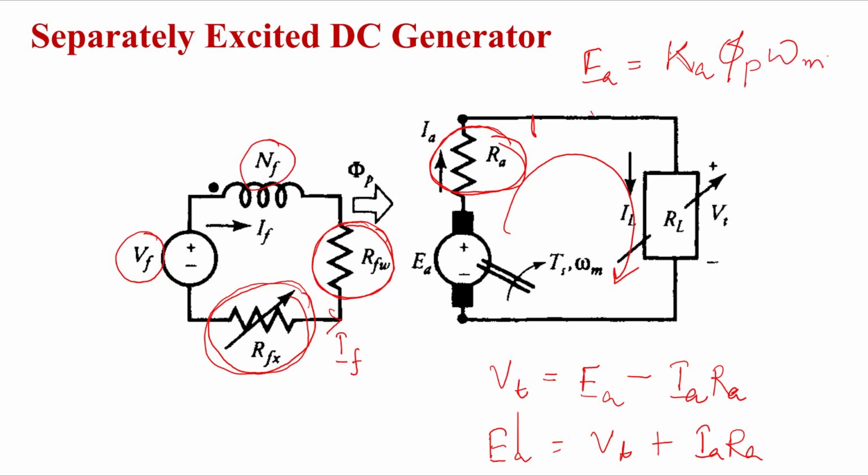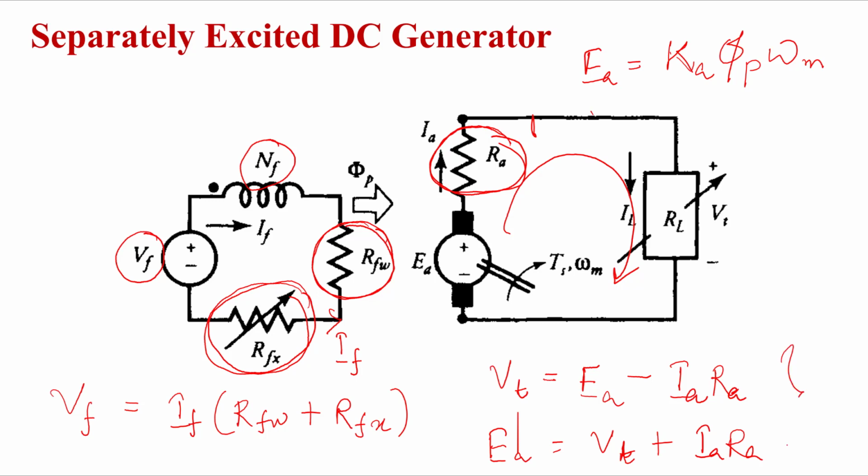And Vt is the terminal voltage, and we know this Vt will be across the load, right? Now if we write the equation for the field circuit, Vf will be equal to If into Rfw plus Rfx. These are very simple equations, right?